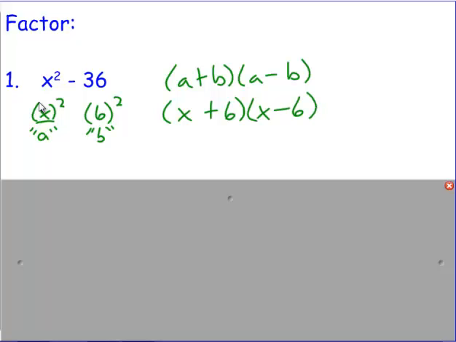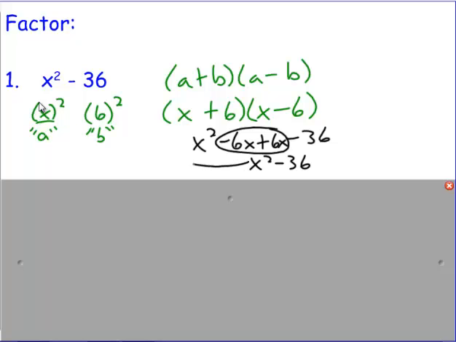Nice thing about this, we can always check these by foiling. If I take x times x, I get x squared. Notice I have a negative 6 plus 6, and then I have a negative 36. This middle term here will cancel out because I have a negative 6x plus 6x, and I'm left with x squared minus 36, which was the original polynomial that you got.